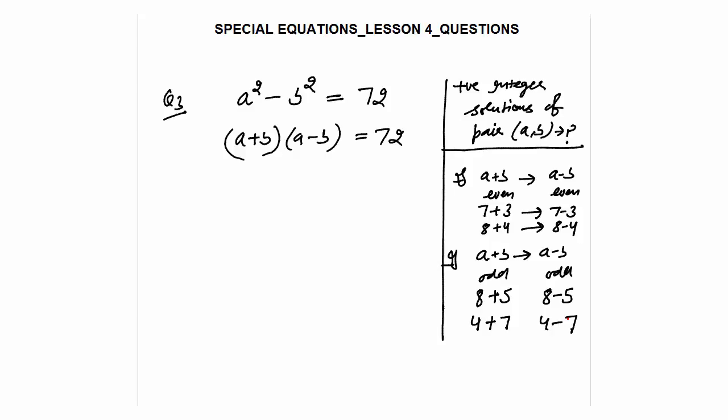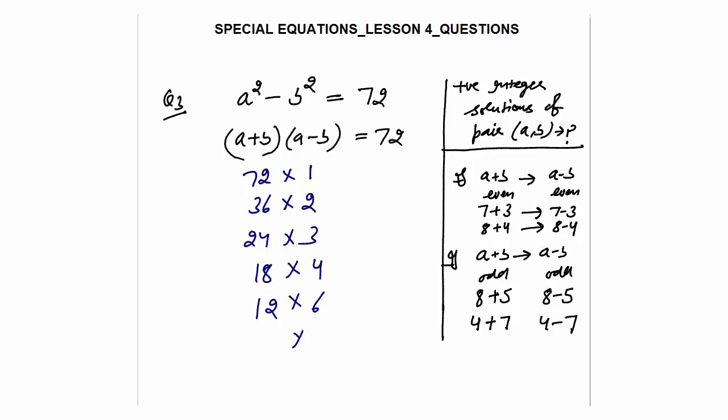Now what we will do, we will make 72 as a product of two numbers. How is this possible? a plus b will be the larger number. This is 72 into 1, 2 into 36, 3 into 24, 4 into 18, 6 into 12, and 8 into 9. So how many ways? 6 ways we can write 72 as a product of two numbers. Now I will check which of them are valid. I know that both will have the same parity. This will not be valid because a plus b is even, a minus b is odd.